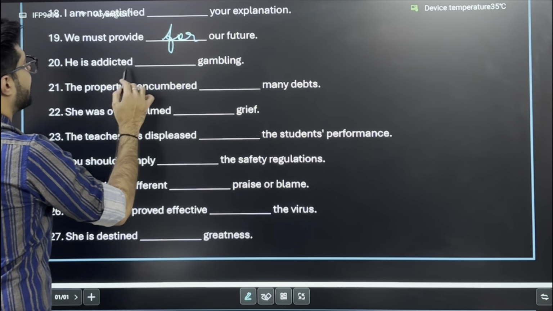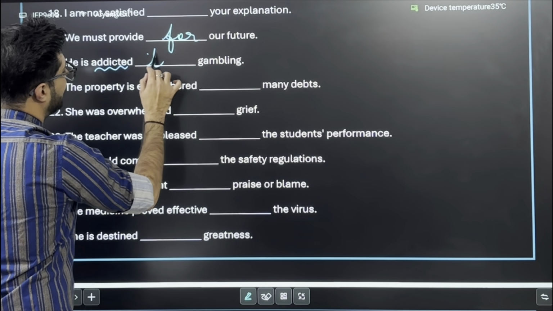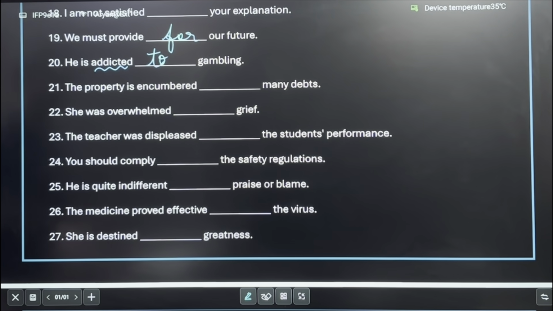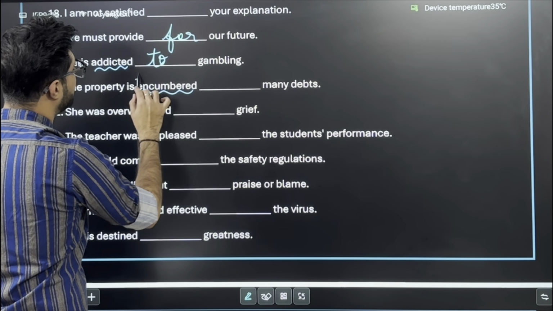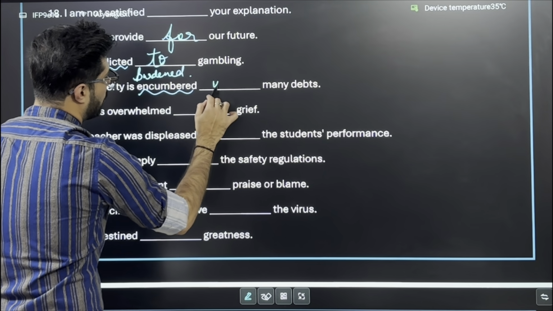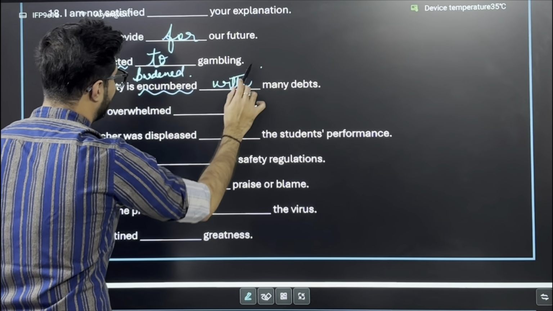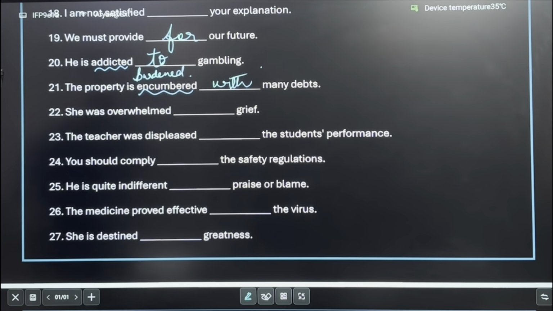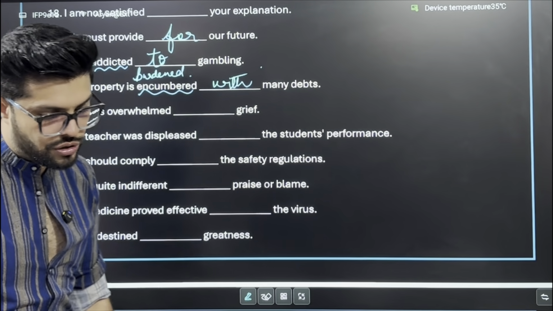He is addicted. With addiction to anything, to is used. He is addicted to gambling. The property is encumbered. Encumbered means burdened with many debts. The property is encumbered with many debts.